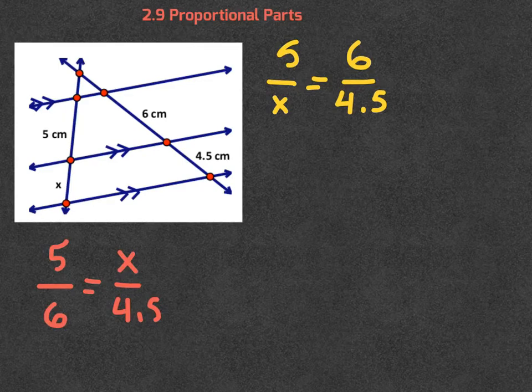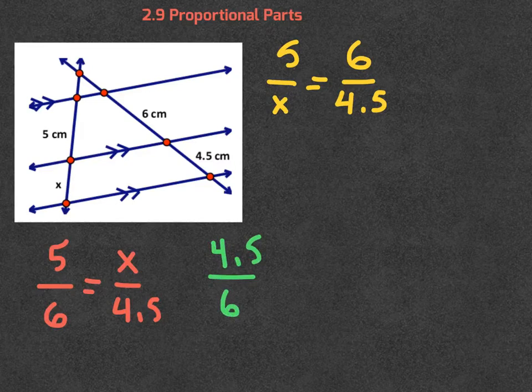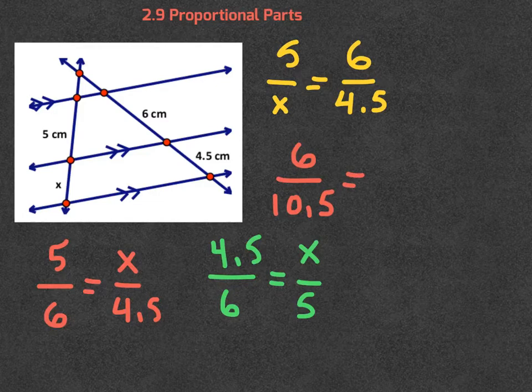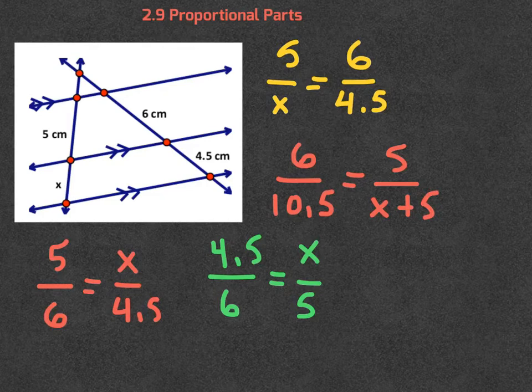And I'd say, someone give me another one. And they'd say, well, let's see. Let's do 4.5 is to 6 as x is to 5. Now, the truth about all of these is they would all work. Now, I want to just mess your mind up just for a minute. I might say to the students, give me one more, and let's see if you can see what this person did. They might do 6 is to 10.5 as 5 is to x plus 5. This also would give me the same answer.